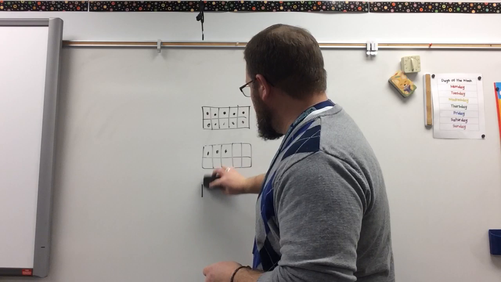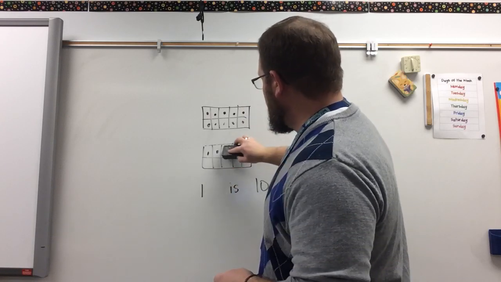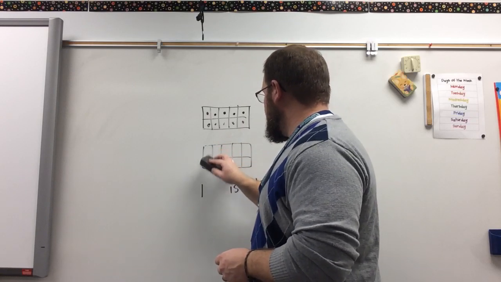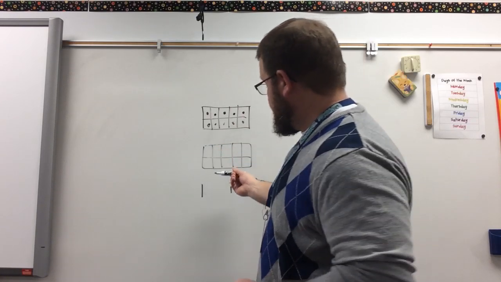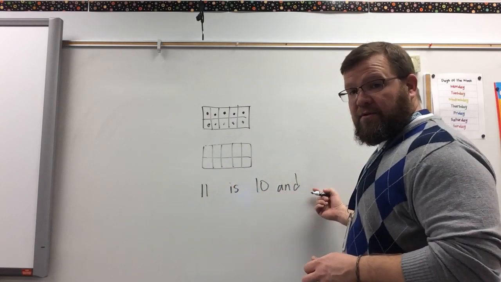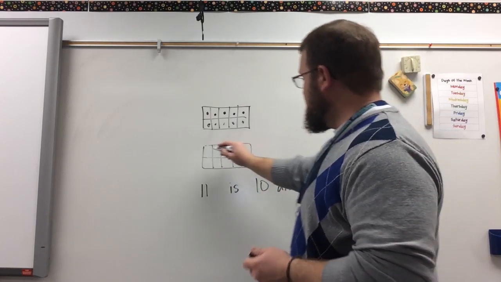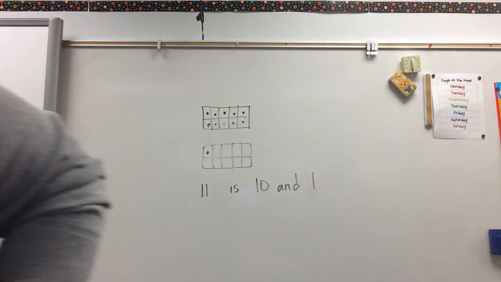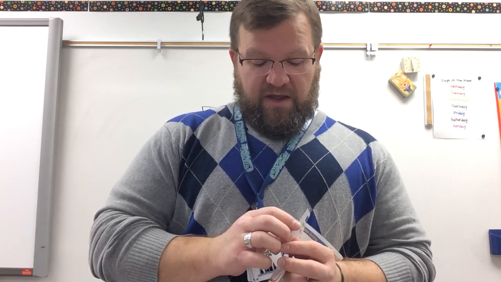Let's do number 2. We'll do 11. 11 is 10 and how many more? That's right, just 1. So we just have to put 1 dot in here. Okay? So I want you to take your paper, turn to the middle, and you'll see you're just going to make what we just did on the board. You're going to make that for each number.